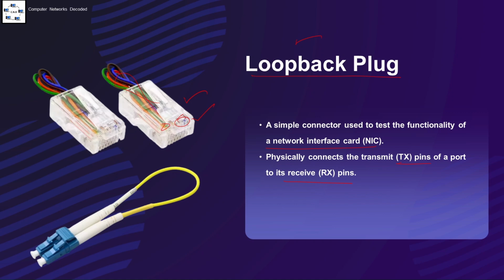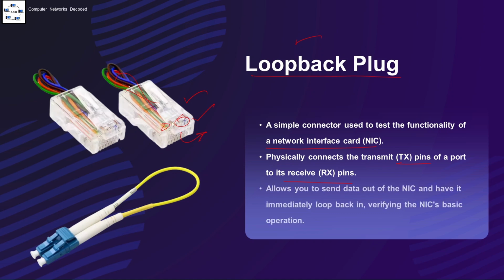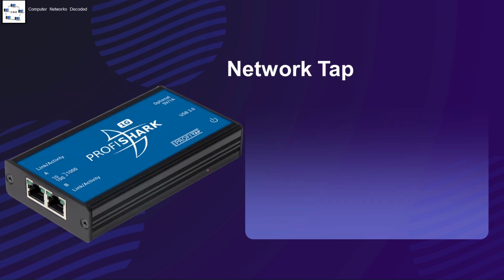So when you connect this to a port, if the port blinks and becomes up, it means the port is working, because the port sees that traffic is coming, it receives and transmits the packets through this loopback cable. So it allows you to send data out of the NIC and have it immediately loop back in, verifying the NIC's basic operation and functionality. This is for Ethernet cable or RJ45 connector, to test RJ45 ports. This one can be used to test the fiber interfaces. This is the fiber loopback plug.